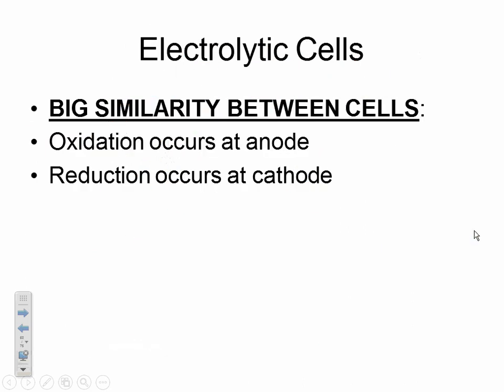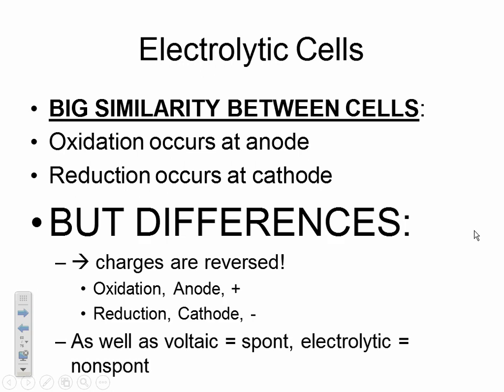So again, a big similarity between these cells, this is page 36, your oxidation will occur at the anode always, your reduction will occur at the cathode always. That is going to be identical between your voltaic and your electrolytic cells. But, massive difference, the signs on the anode and the cathode. The charges are reversed. So in a voltaic cell, the anode is negative. In an electrolytic cell, the anode is positive. And then likewise for the cathode. In a voltaic cell, the cathode is positive, and in an electrolytic cell, the cathode is negative. And this goes along with the other difference in terms of spontaneity.